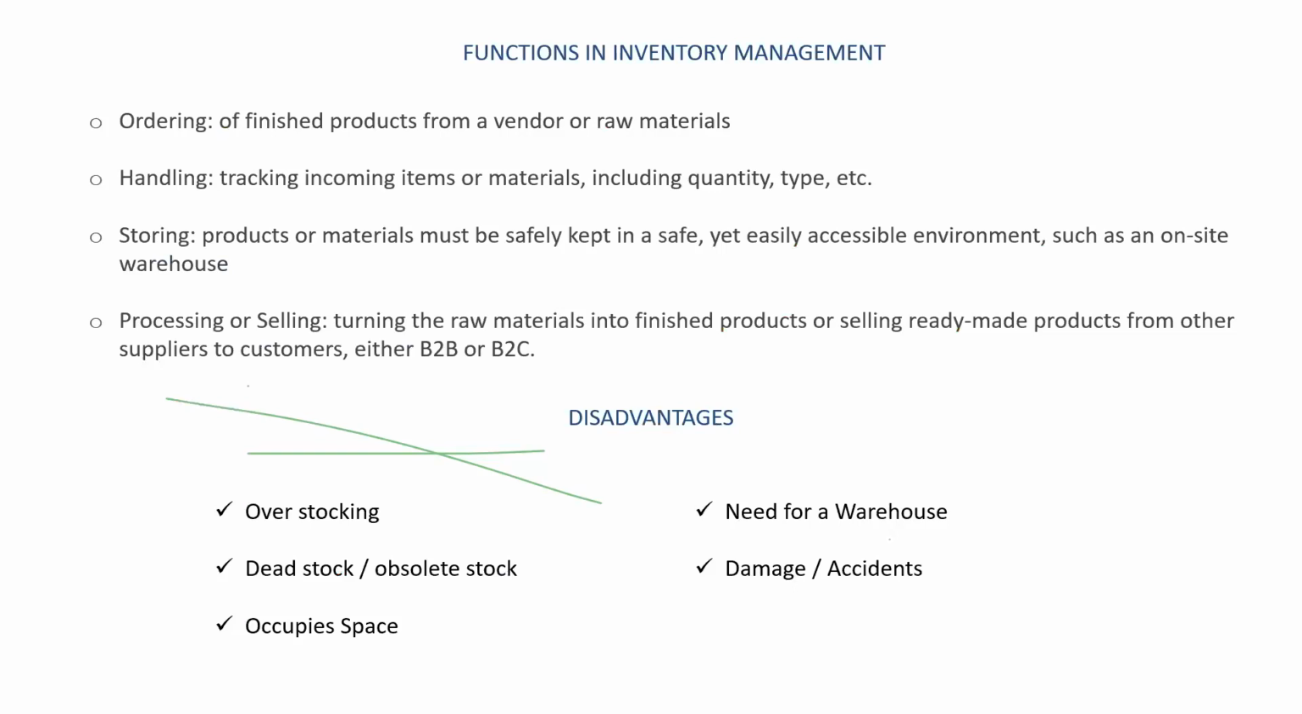Okay. So these are the steps or the basic functions of inventory management. I'm not going into detail of the functions. The basic functions of inventory management, or the inventory manager, or the inventory department. So these are the basic functions. Ordering: ordering of the finished goods or raw materials or whatever. First start with the ordering.